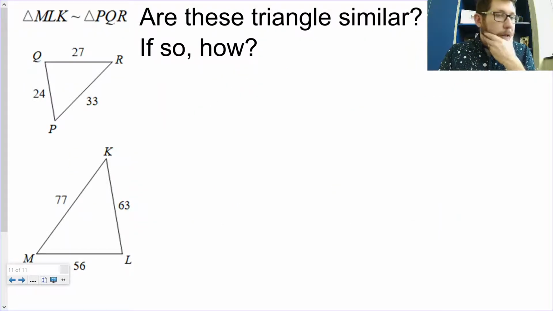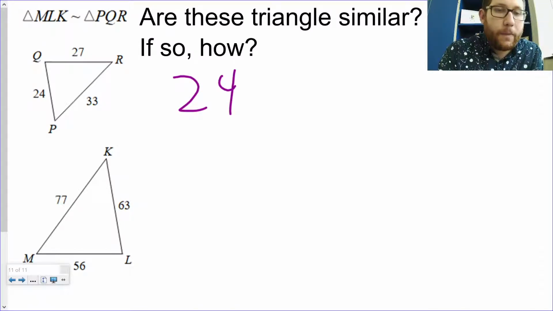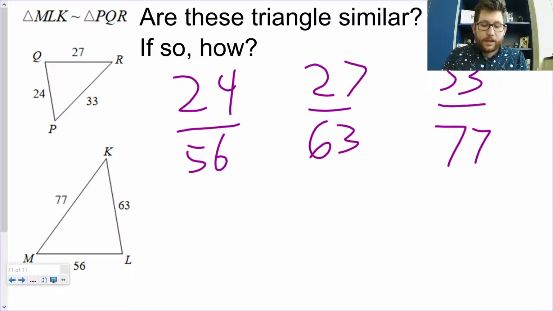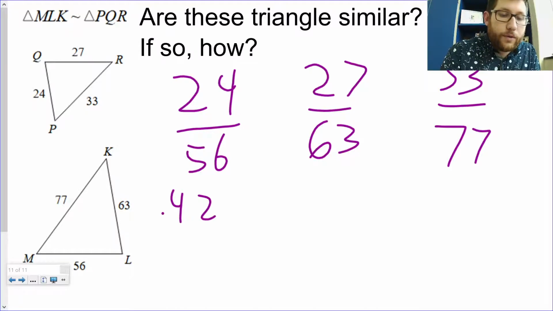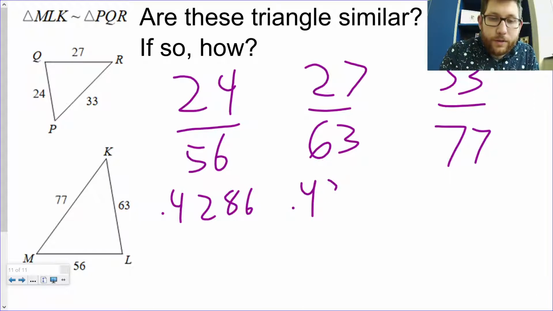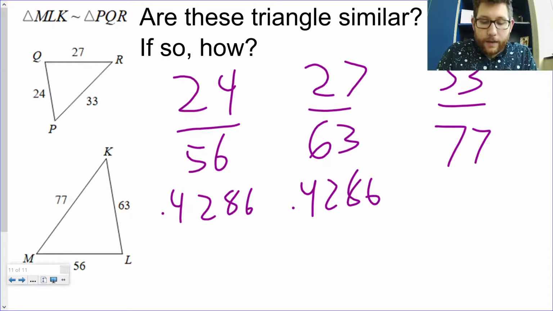All right, let's look at one more here. Same thing again. We're going to go smallest over smallest. So 24 on my first triangle, 56 on my second triangle. Then I get 27 over 63 and 33 over 77. Let's plug these in our calculator. 24 over 56, I get 0.42857. I'll just round it to 6. Let's check the next one. 27 over 63, I get 0.4286. All right, this is looking pretty good.